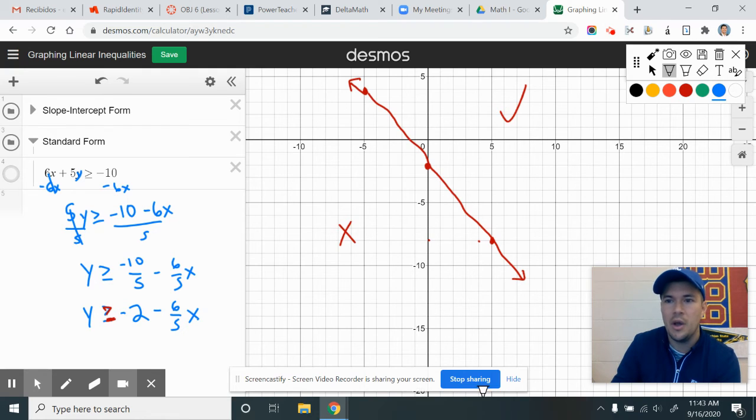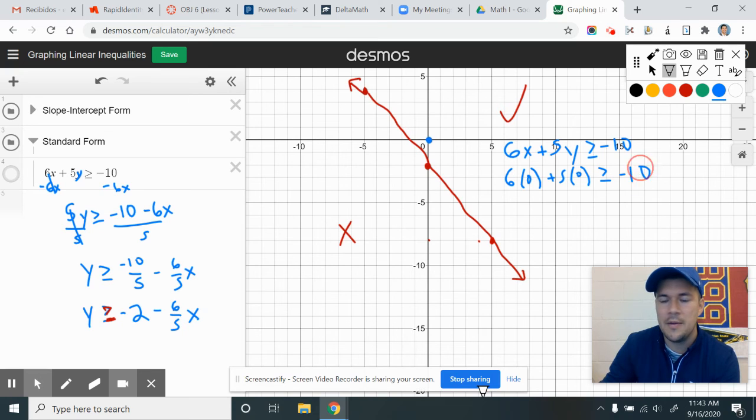But just to prove it to you, I'm going to test some points. Now, if you recall from my last lesson, I think that the best test point in the world is 0, 0, because it's really easy to evaluate with 0. So here we go. I'm going to evaluate with 0, 0. So 6x plus 5y is greater than or equal to negative 10. So let's see. If I say 6 times 0, I need to add it to 5 times 0 to see if I get a result that's greater than or equal to negative 10. Well, 6 times 0 is 0. 5 times 0 is 0. So 0 plus 0 is 0.